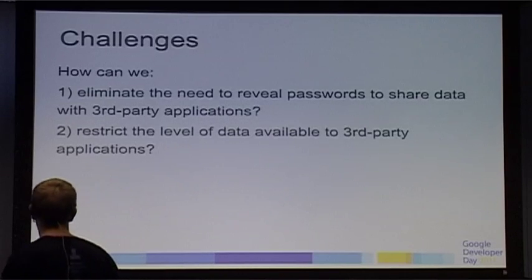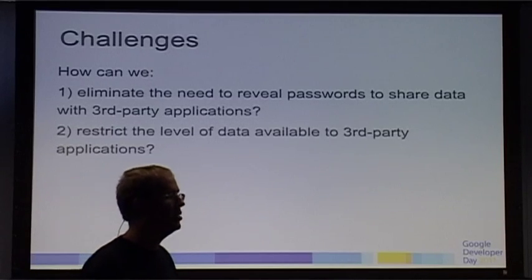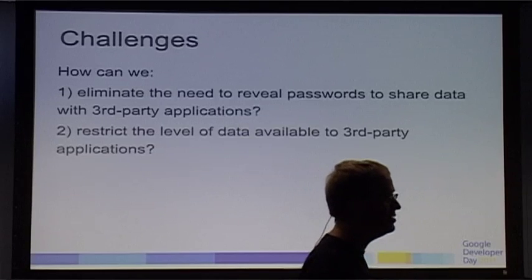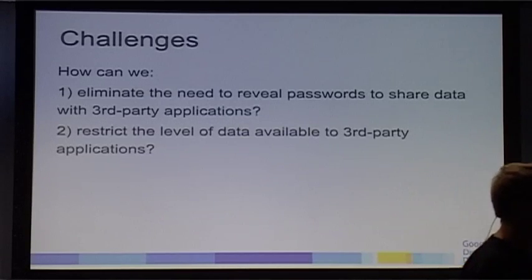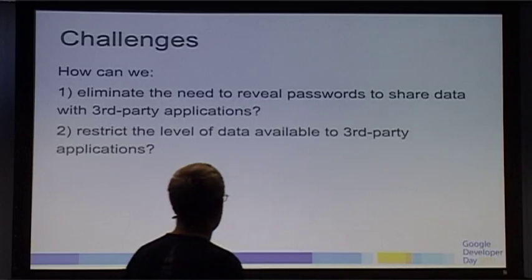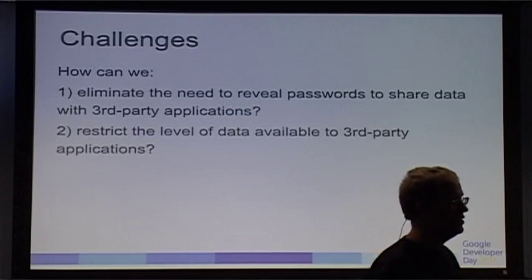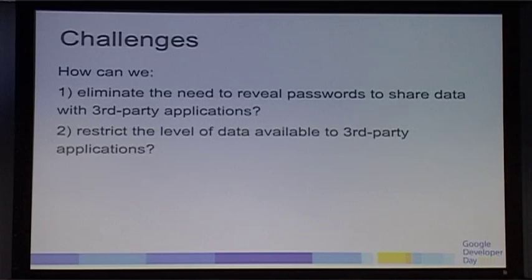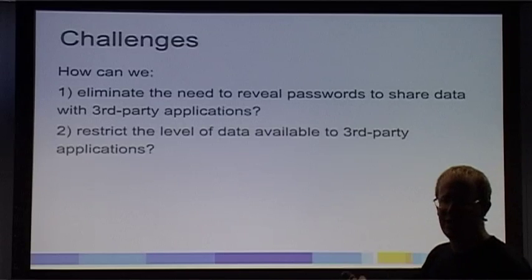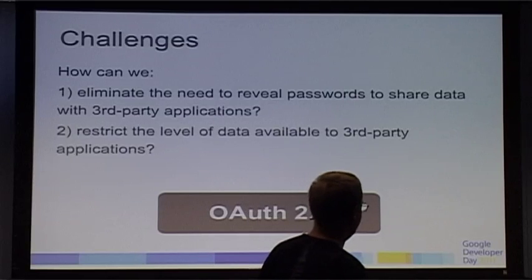We also want to enable you to avoid revealing that password to those third-party apps. When you want to give access to your Google account, you shouldn't give over your Google password, but instead use a protocol. We also want you to restrict the level of data available to third-party apps. If you give a website your full Google username and password, they have access to your entire Google account. Whereas maybe you want them just to have access to your calendar or your docs or your contacts, but not your whole account. And we do all this with OAuth 2.0.